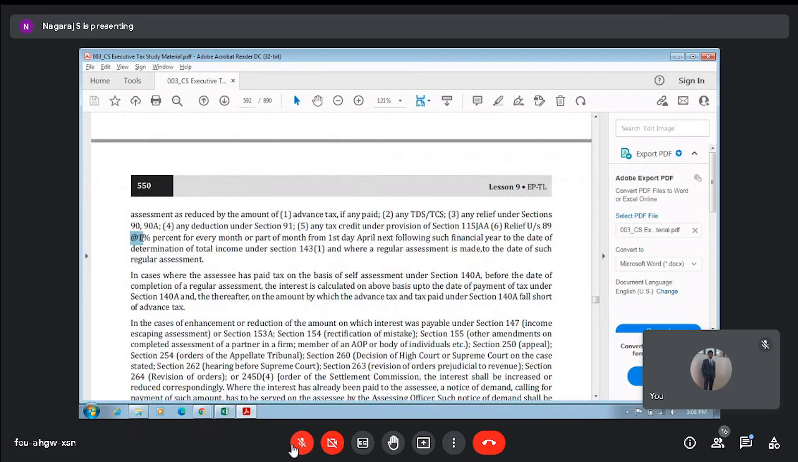Interest at 1% for every month or part of the month. Here, remember the date. First day of April means the first day of the assessment year. From the first day of the assessment year to the date of determination of total income under section 143(1). That means from April 1st to when the assessing officer assesses your income, till that date you will have to pay the income tax interest under section 234B.